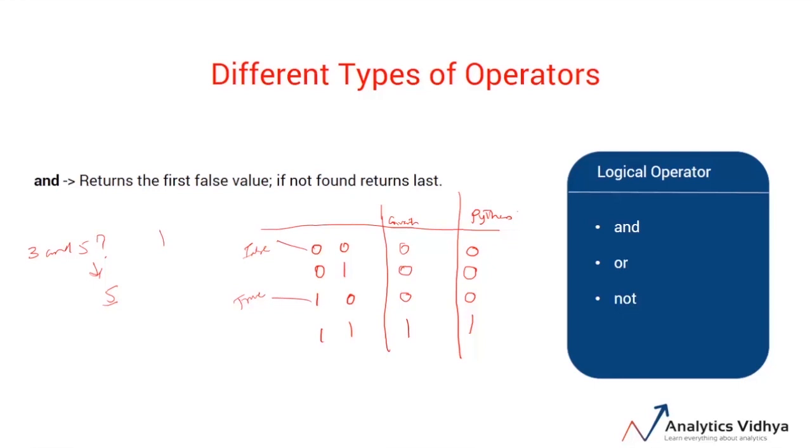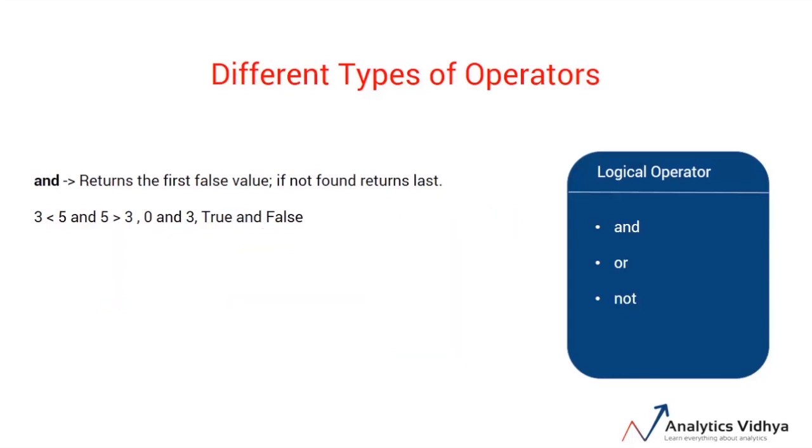Before wrapping up, let's have a look at some examples of the AND operator. For example, we want to check something like if 3 is less than 5 and also 5 is greater than 3. We can also do something like 0 and 3. Also we can do something like true and false. So these are some examples of the logical AND operator.